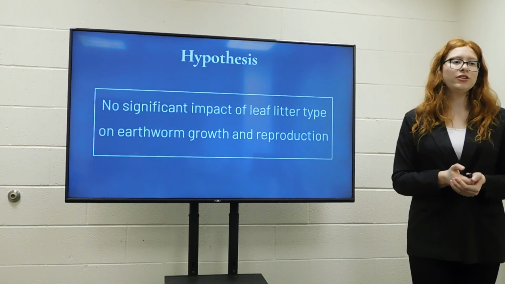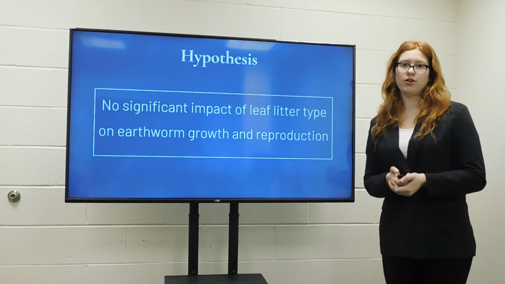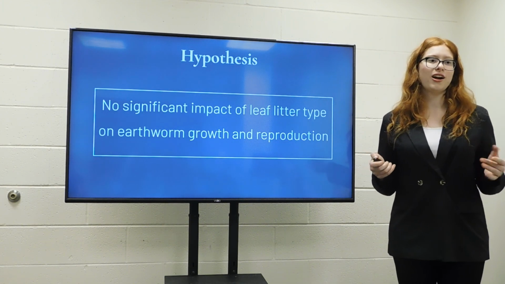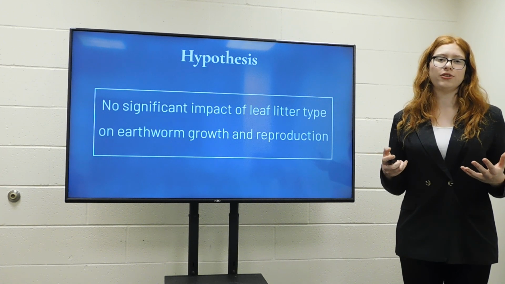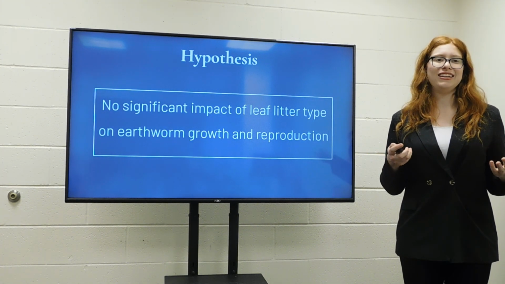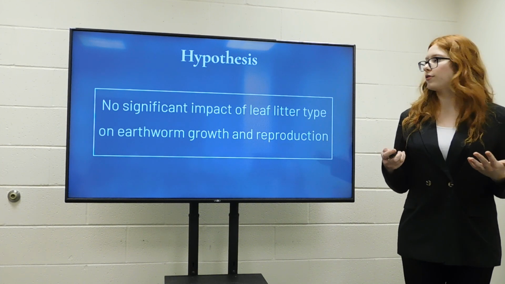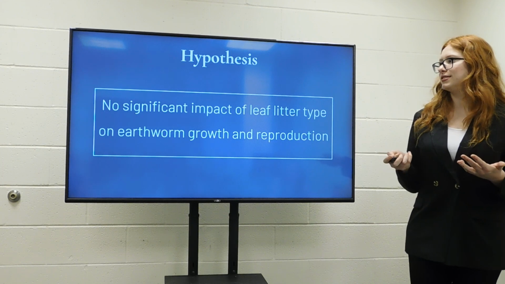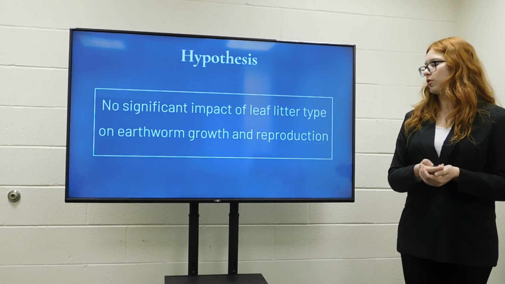So overall, even though Janisowski and Striti found that there were carbon to nitrogen ratio variations within leaf litter, I figured that these variations would all fall under the ideal range for earthworms and would not lead to any significant impact upon their growth and reproduction, leading me to the hypothesis that there would be no significant impact of leaf litter type on earthworm growth and reproduction.